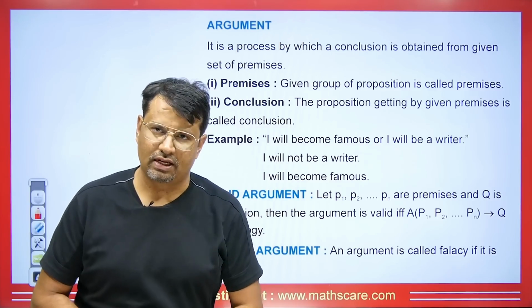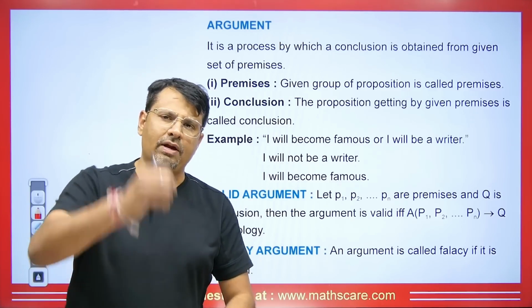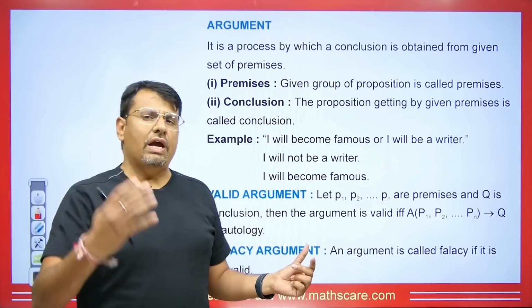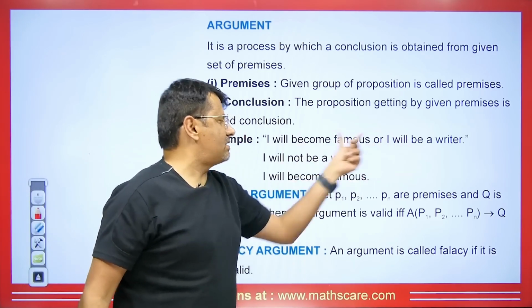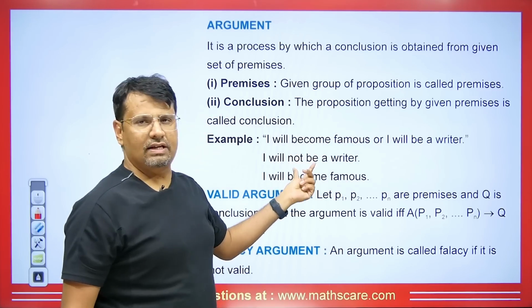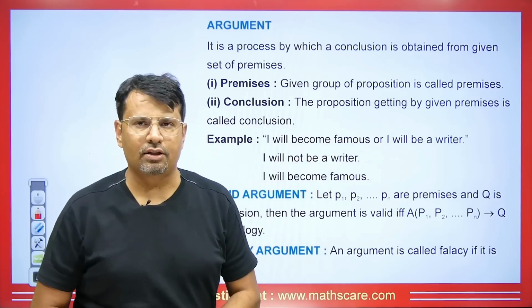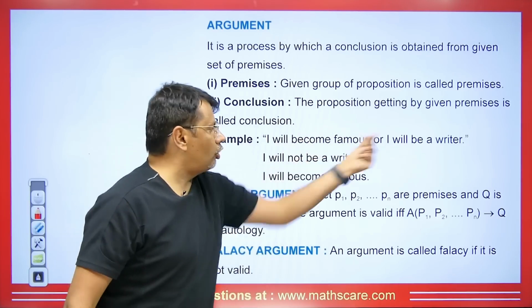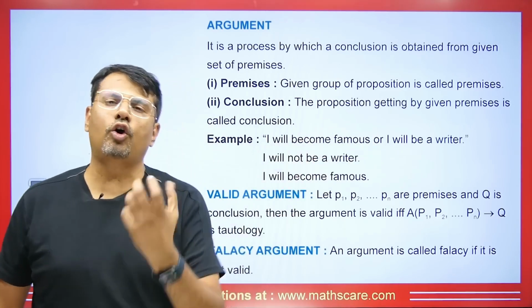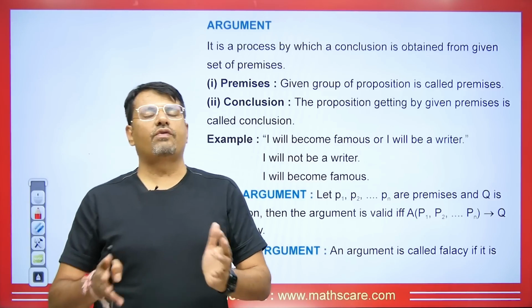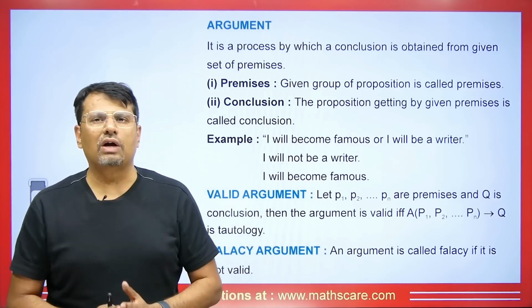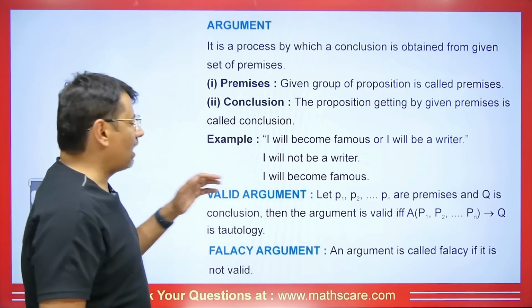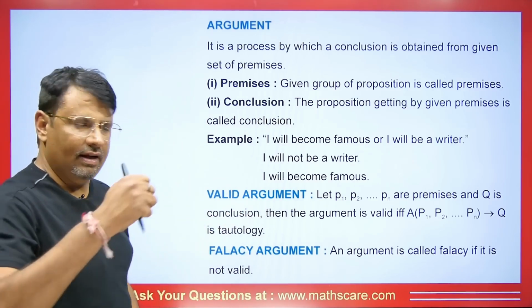Now if we don't have a tautology, if we get even one false, then it will be an invalid argument. There is one more important thing to comprehend: out of so many premises, if we get even a single false, then we will say that the argument is not valid. If all three are true, but the conclusion we are getting is false, then the argument in that case will not be valid. I will give you an example of how we find out whether the argument is valid or not.